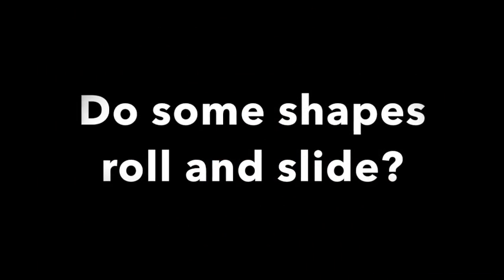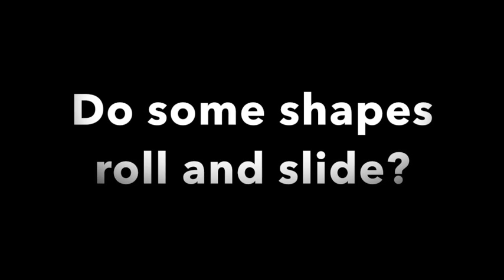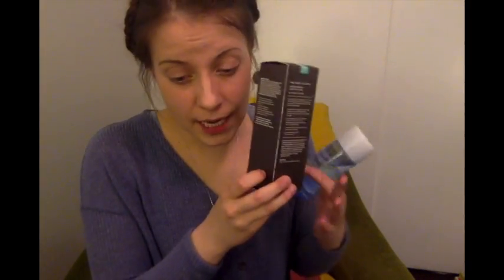Do some shapes roll and slide? I'm excited to hear about what you've learned from experimenting with 3D shapes like the cylinder, rectangular prism, sphere, and cube. Why do you think some shapes roll and others can slide? Why can some shapes slide and roll?